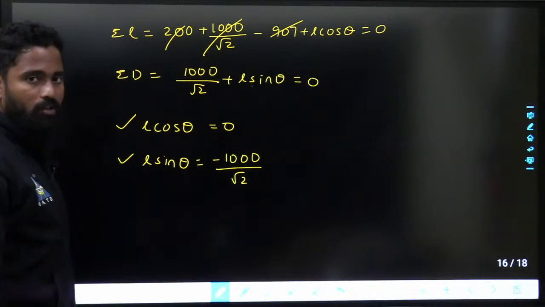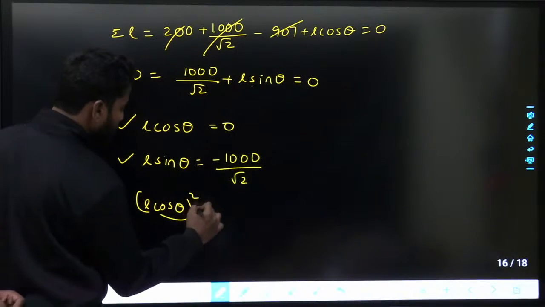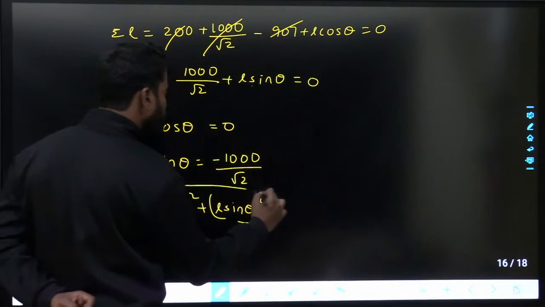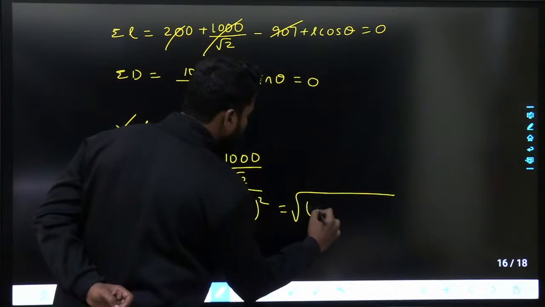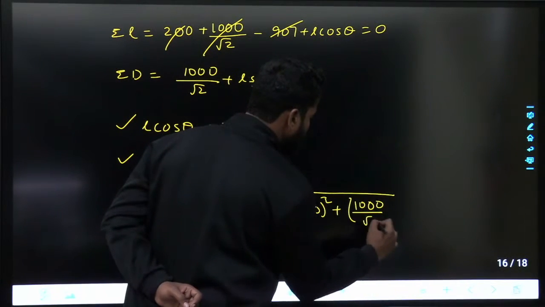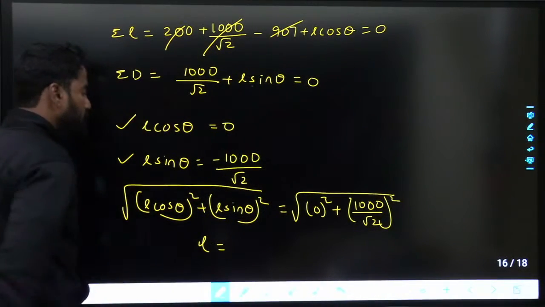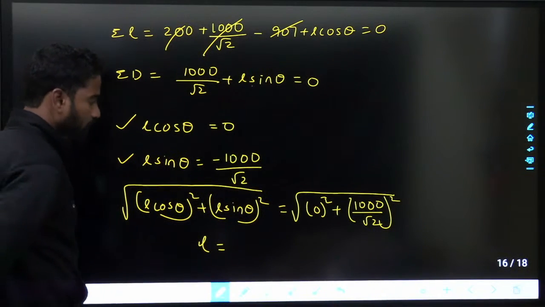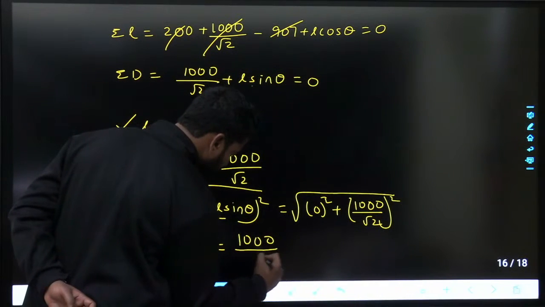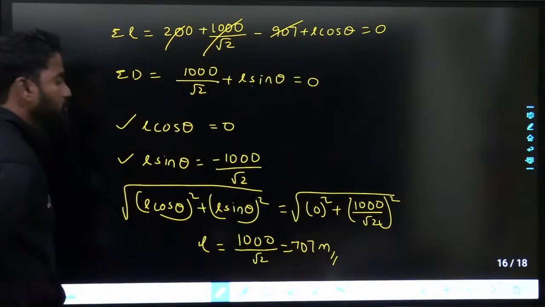Square and add both the things. Under root of L cos theta whole square plus L sin theta whole square is equal to under root of 0 square plus 1000 upon root 2 whole square. So cos square theta plus sin square theta is equal to 1. This is equal to L, and L is equal to 1000 by root 2. I think it is 707 meters approximately.